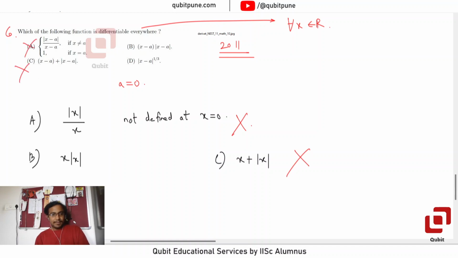Let's come to D. I know B is right, but I just want to see whether mod x raised to 1 upon 3 is right. Now see, even this can't be differentiable because the inner function is mod x, so it is bound to be not differentiable at 0.